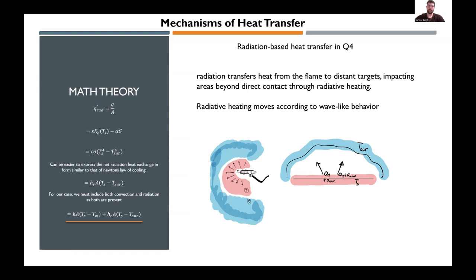Moving on to our last mode of heat transfer. Radiation is present in the last stage of the system. Radiation transfers heat from the flame to a distant target, which impacts area beyond the direct contact through radiative heating. Radiative heating moves according to wave-like behavior. Essentially, we can think of it as you drop a drop in a bucket and you can see a wave propagate out. That's essentially what's happening here.